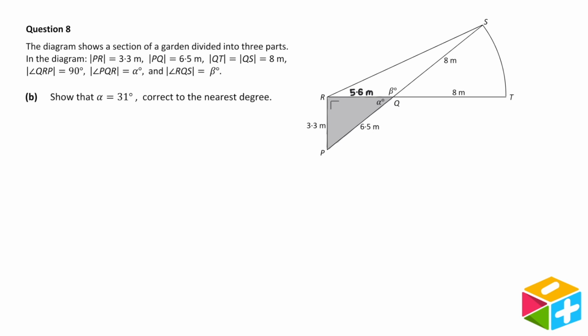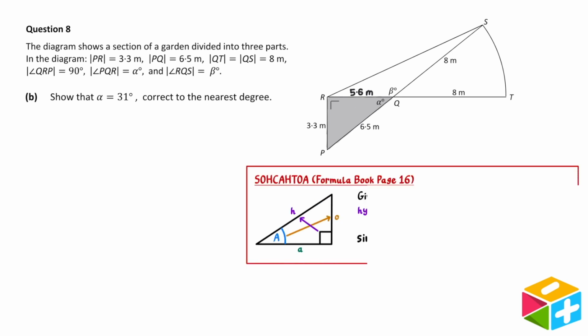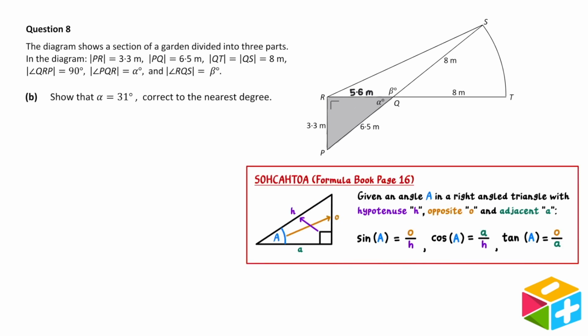The angle alpha appears in a right-angled triangle, RPQ. The SOHCAHTOA result is very useful in this situation. This can be found on page 16 of the formula book, and it says that if we're given an angle A in a right-angled triangle with hypotenuse H, opposite O and adjacent A, then sine of A is equal to O over H, cos of A is equal to A over H, and tan of A is equal to O over A.